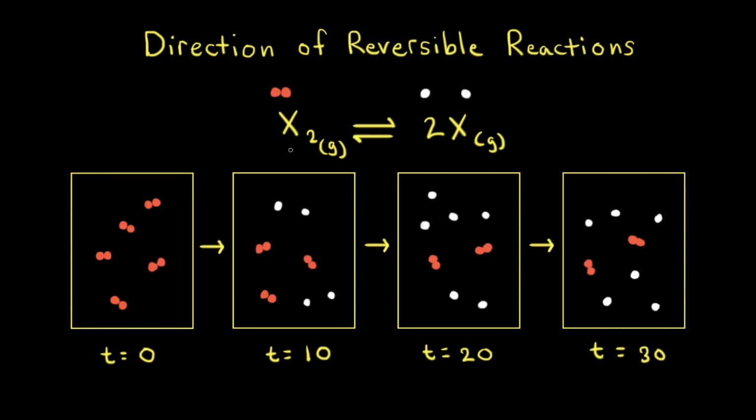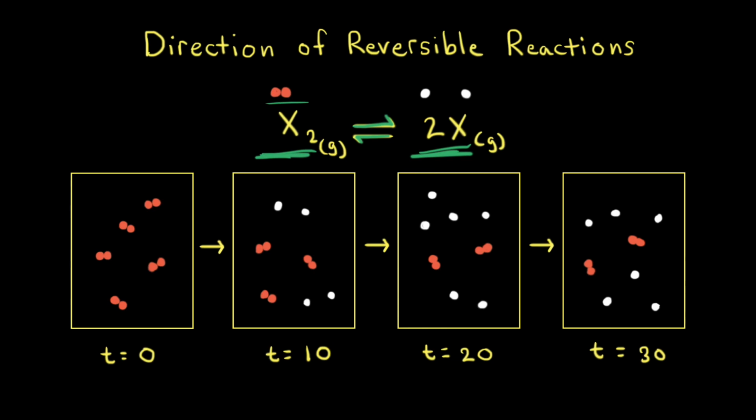As an example of a reversible reaction, let's look at the hypothetical reaction where diatomic gas X2 turns into its individual atoms X, and it would turn into two of them. So X2 goes to 2X. The forward reaction is X2 turning into 2X, and the reverse reaction is 2X combining to form X2. And let's say that X2 is a reddish-brown gas.